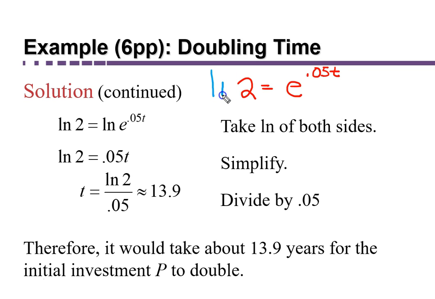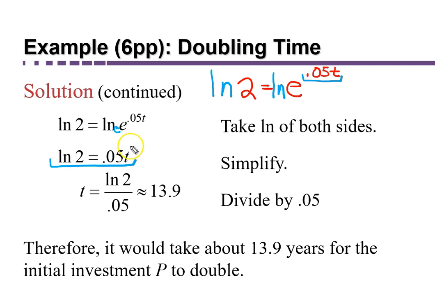So natural log of 2 and the natural log of e to this power. Now, I don't know if you remember from a previous slide just a few moments ago, we said when it's in this configuration, it is just the exponent that comes out on this side. This equals that. So that's where they got this here. They went from this, remember there was an e here, this became just the exponent.